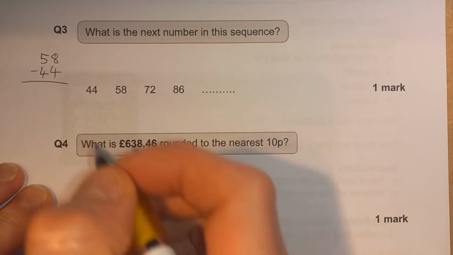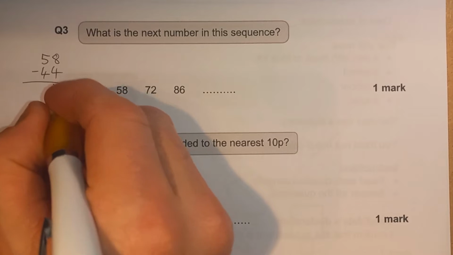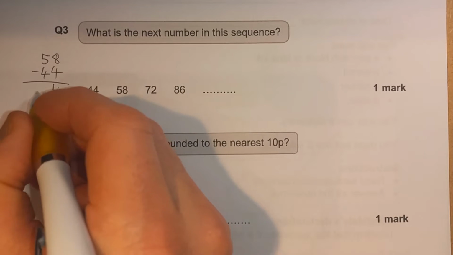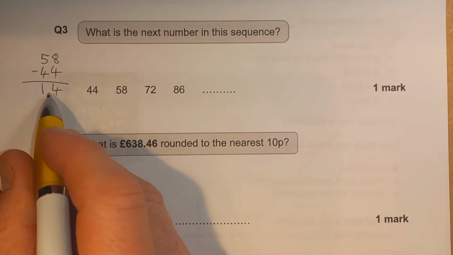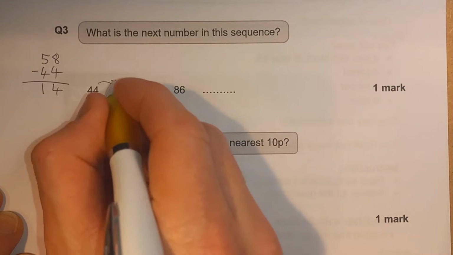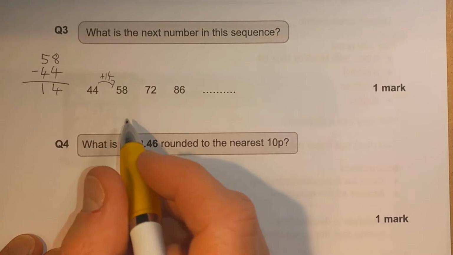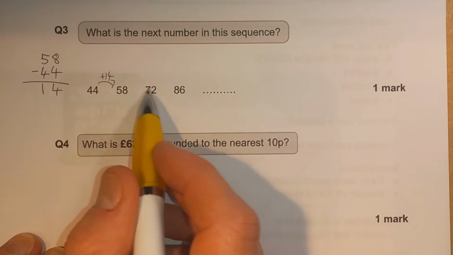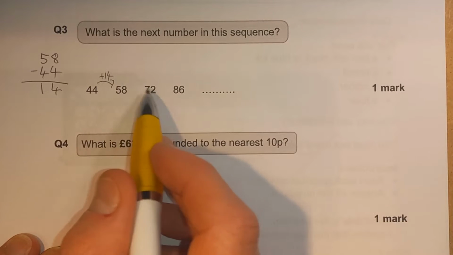So 8 take away 4, we'll do 7, 6, 5, 4. 5 take away 4. That's going to be 4, 3, 2, 1. So we're left with 14. So this difference, what we're doing here is we're adding on 14. So what we want to do is to see, well, is that the same gap here? So we could do 72 minus 58 to find the difference again.